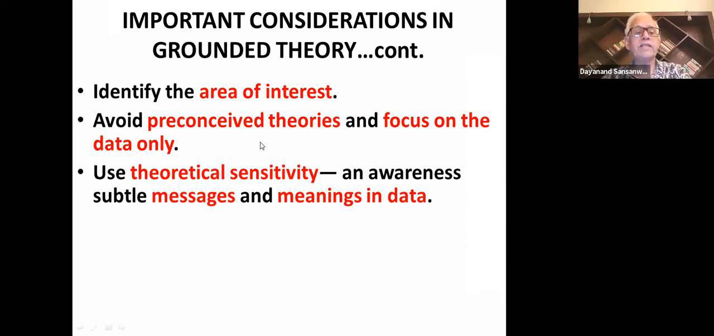Okay. Another is you have to use theoretical sensitivity. See, sensitivity is very important. That means an awareness of subtle message and meaning. You have to be very, very sensitive to what message is coming out of whatever qualitative information you have, and what is the meaning. Sometimes there may be a message and you may not be able to find the meaning. Sometimes you have meaningless information. I'm sure all of you must have had the experience of saying, oh, this information is not meaningful, I'm not able to make out any head or tail. But here you have to make it out. And if there is information where there is no meaning, then you can ignore that type of information.